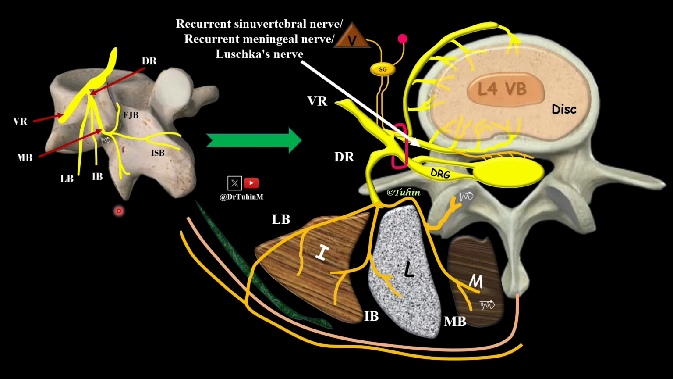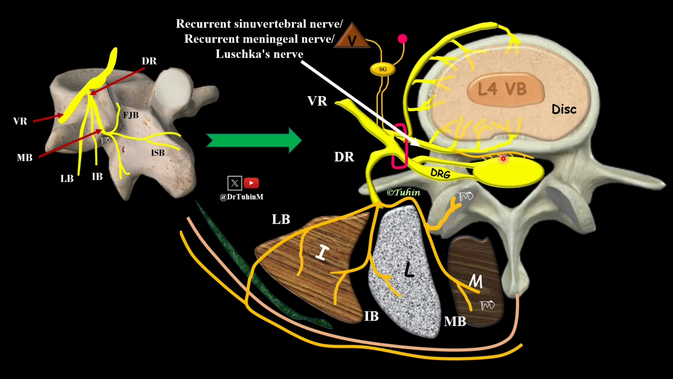Now, there is one more important nerve, the recurrent sinuvertebral nerve, or recurrent meningeal nerve, or Luschka's nerve, that is originating from the ventral rami, not the dorsal ramus. After coming out from the ventral ramus, it is re-entering the intervertebral foramen and supplying the meninges as well as the posterior and anterior part of the peripheral part of the vertebral body as well as the disc.